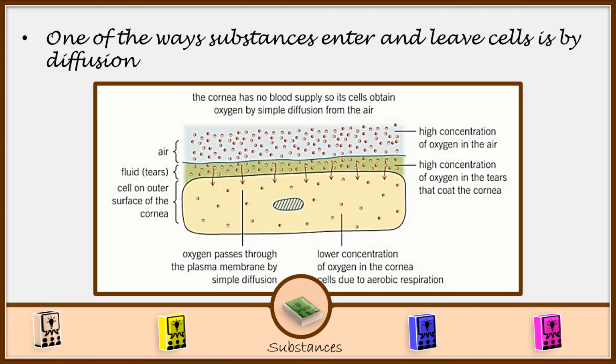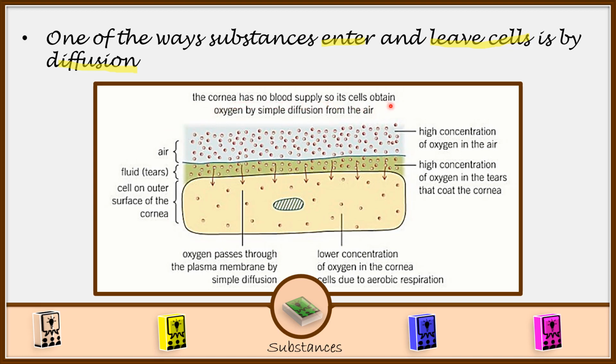One way substances enter or leave a cell is by diffusion. Let us look here. Here we have the cornea. The cornea is found in the eye, that front white part of the eye. But that front part of the eye, the cornea, has no blood supply.